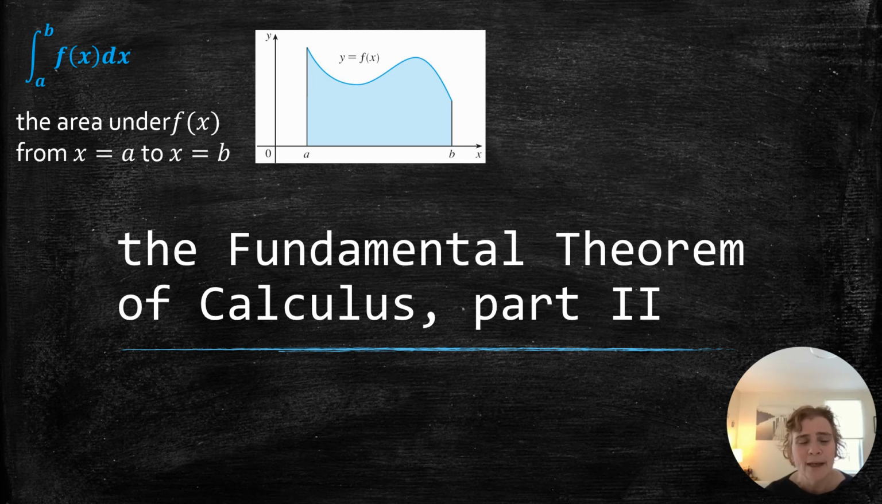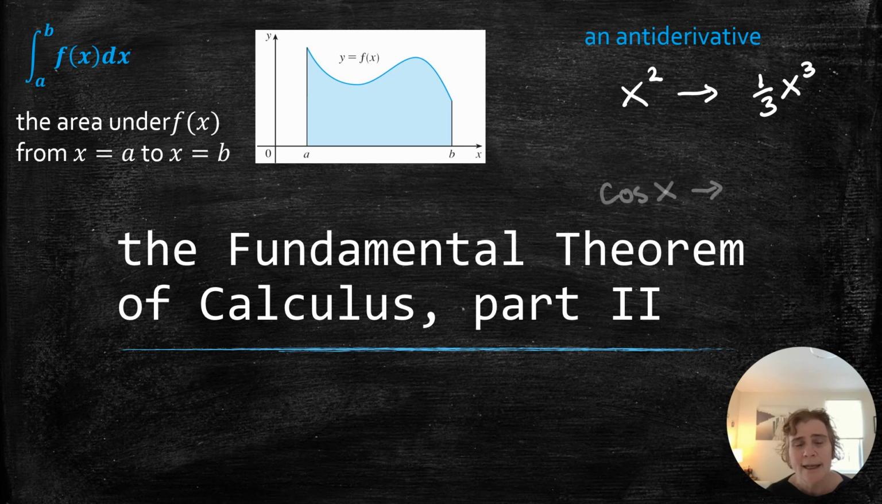The only other thing you have to be familiar with is the concept of an antiderivative. If that term is not familiar to you, you can check out my video on antidifferentiation. And so you need to know that, for example, the antiderivative of x squared is 1/3 x cubed, and the antiderivative of cosine x is sine x, among other more straightforward functions. No composite functions at this point.